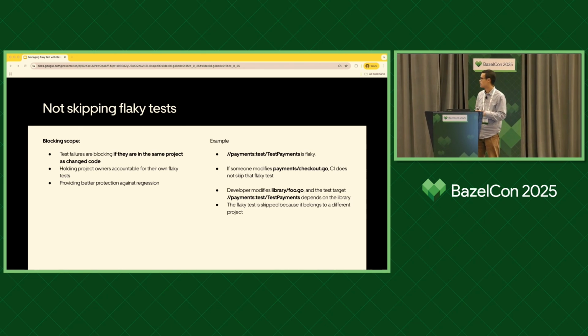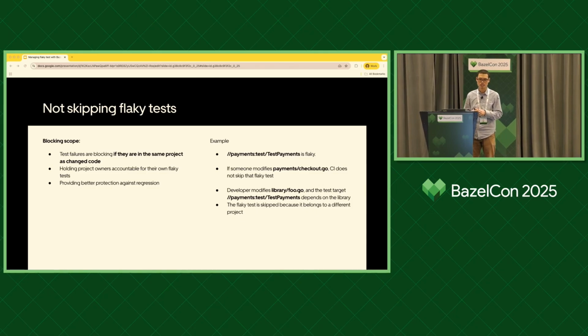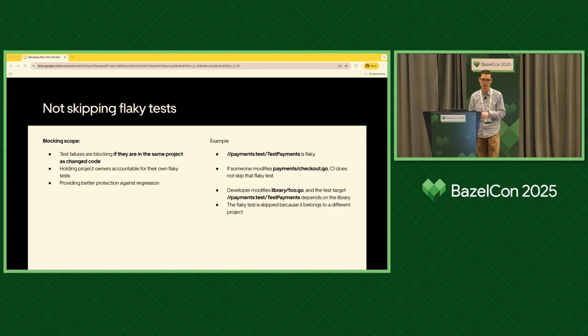One example is that if, say, payment is a project, and there's a flaky test in the payment project, if people change any file in the payment project, then that flaky test will keep running, and any failure will block the change. However, if there's a library owner that updates the library or changes the library, and that flaky test transitively depends on that library, and so any change in that library will trigger rerun of that flaky test. And in that case, we want to skip that flaky test so that the library upgrade can go smoothly.